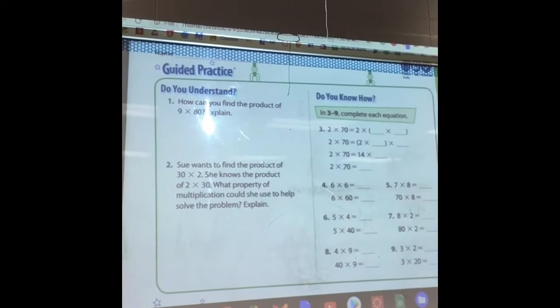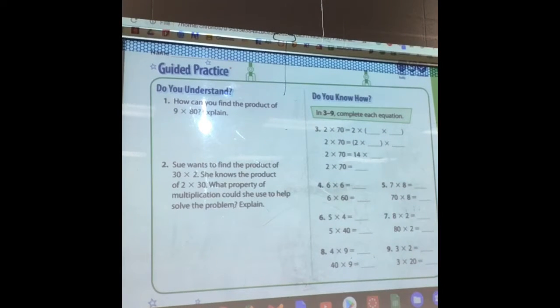Miss Monroe's third grade class. This is topic 10-3. We are still talking about multiples of 10 and how to multiply them. We are going to be using associative and distributive property today.